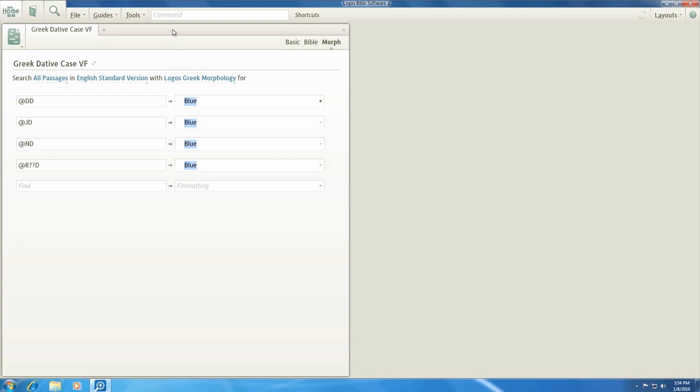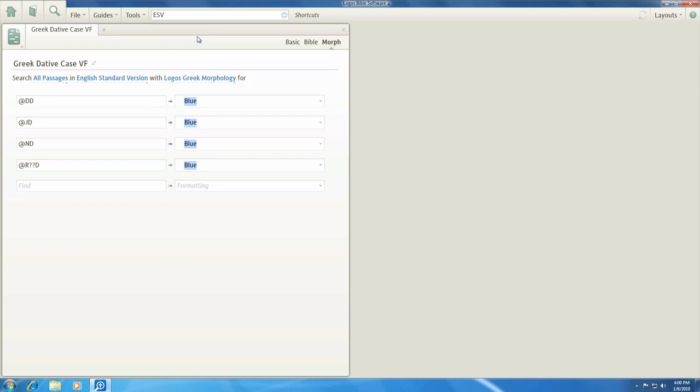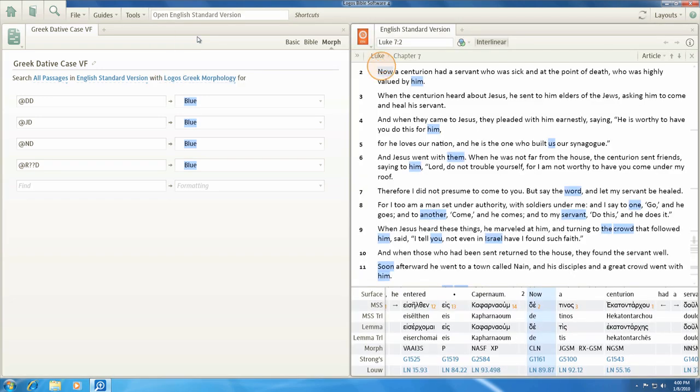Now let's go to the command bar to open up a Bible. Type in the words ESV and click on English Standard Version. And okay, it looks like our visual filter worked. We're all set to go.